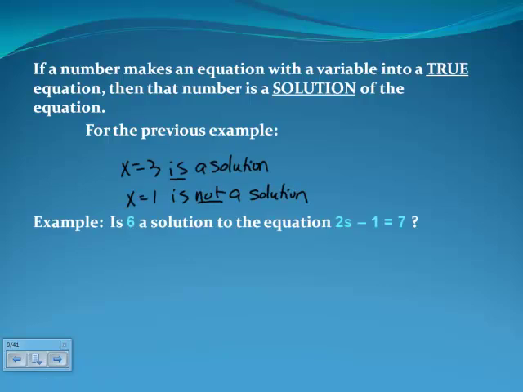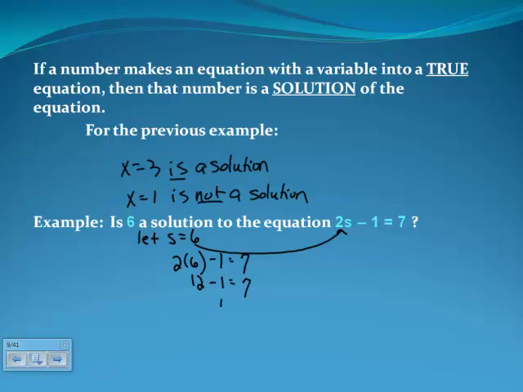So let's say you were doing a problem like this. The question is, is 6 a solution to the equation 2s minus 1 equals 7? What they're telling you there is to let whatever the variable is, in this case an s, let s equal 6, plug that into the equation that they give you, and see if you get a true statement. So if we do that, we've got 2 times s, or 2 times 6, minus 1 equals 7, which is 12 minus 1 equals 7.